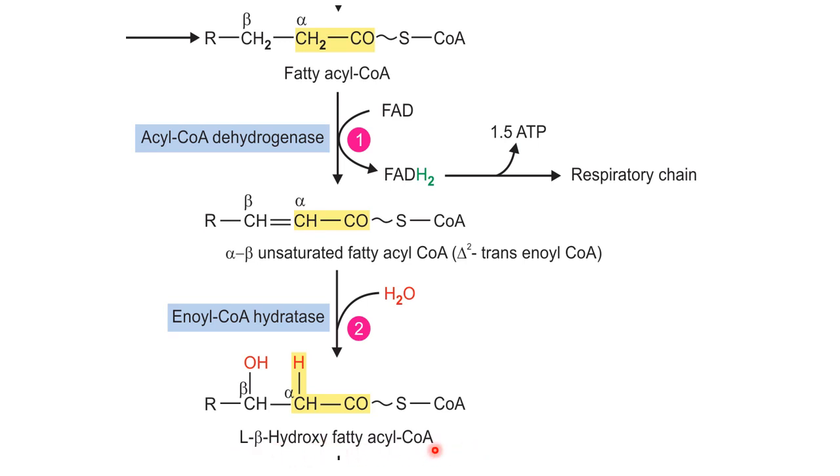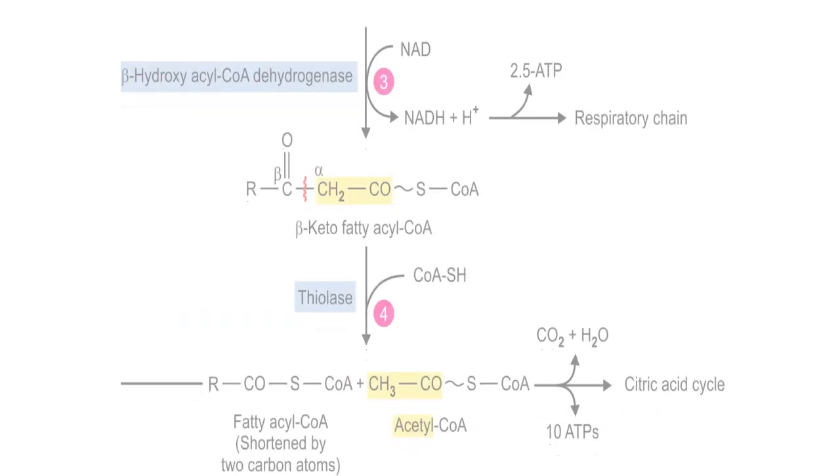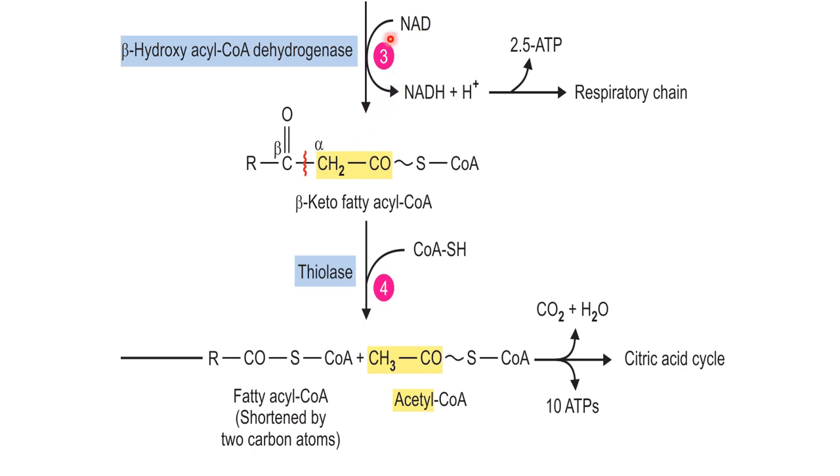Now this beta hydroxy fatty acyl-CoA undergoes NAD-linked oxidation. With the help of the enzyme beta hydroxy acyl-CoA dehydrogenase, the beta hydroxy fatty acyl-CoA gets converted to the beta keto fatty acyl-CoA, because there is a formation of a keto group on the beta carbon. That's why there is a synthesis of beta keto fatty acyl-CoA, and the NADH, which is synthesized at the end of this oxidation step, enters into the electron transport chain.